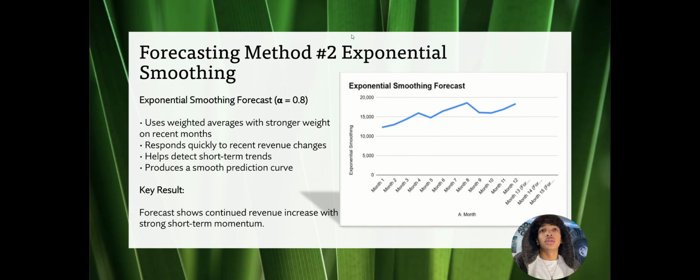Forecasting method number 2, exponential smoothing. Our forecasting method used exponential smoothing with a weighting factor of A equals 0.8. Because this method places a much heavier emphasis on recent data, it works especially well in dynamic retail environments where demand can shift quickly from month to month. This makes it a great fit for EcoFashion's sales data, which naturally fluctuates with trends, seasons, and customer behavior.